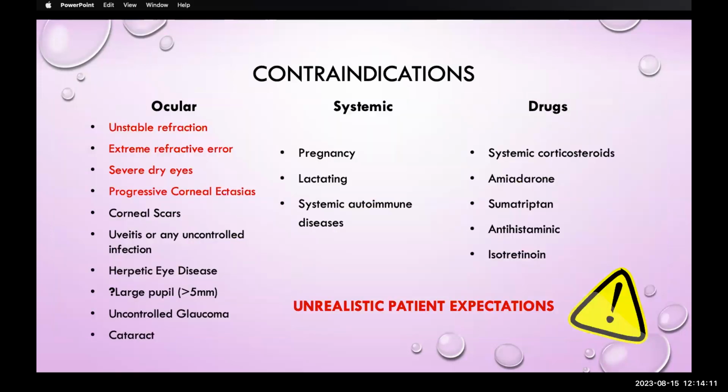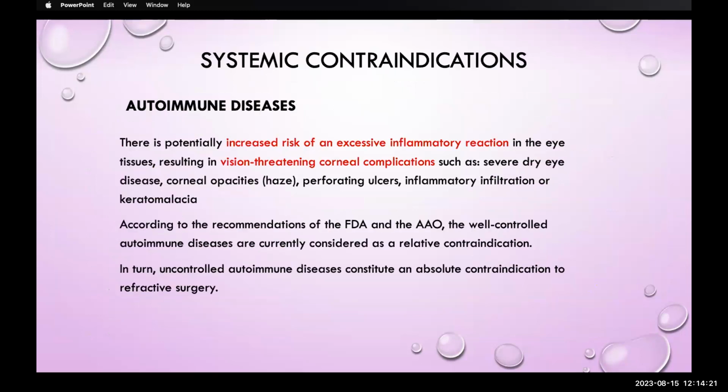Other ocular contraindications include corneal scars, uveitis, or any other uncontrolled infection, herpetic eye disease, large pupil, uncontrolled glaucoma, or cataract. In the systemic contraindication, there is an increased risk of an excessive inflammatory reaction in the eye in autoimmune diseases, resulting in vision-threatening corneal complications such as severe dry eyes, corneal haze, corneal opacity, etc.